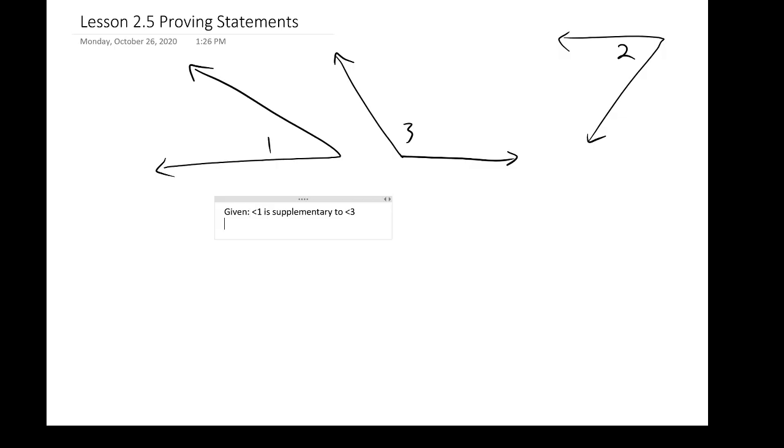Moreover, that angle 2 is supplementary to angle 3. And this is going to be actually a proof that we're going to use for a later theorem. And what we're going to prove is that angle 1 has the relationship of being congruent to angle 2. So we need a little congruent sign in between the two of them.